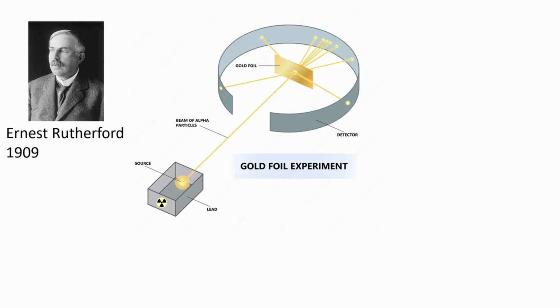To test the plum pudding model, Ernest Rutherford designed an experiment called the gold foil experiment. He fired a beam of alpha particles at a thin sheet of gold foil that was about 1000 atoms thick. Alpha particles are positively charged. Most of the alpha particles went straight through the gold foil. Some of them changed direction, they were deflected. Very few of them came right back at the source. They were deflected by 180 degrees.